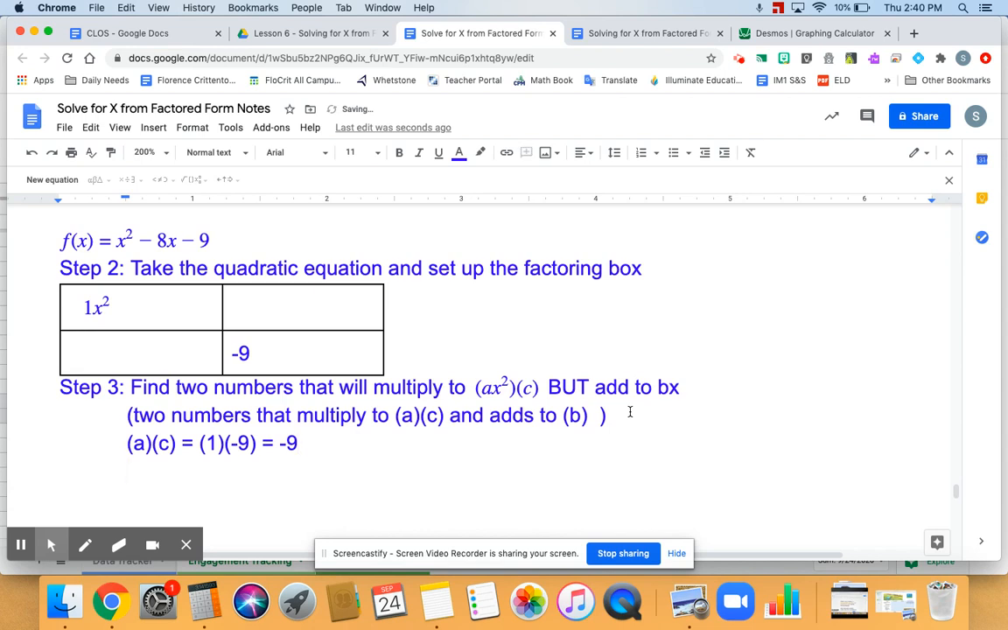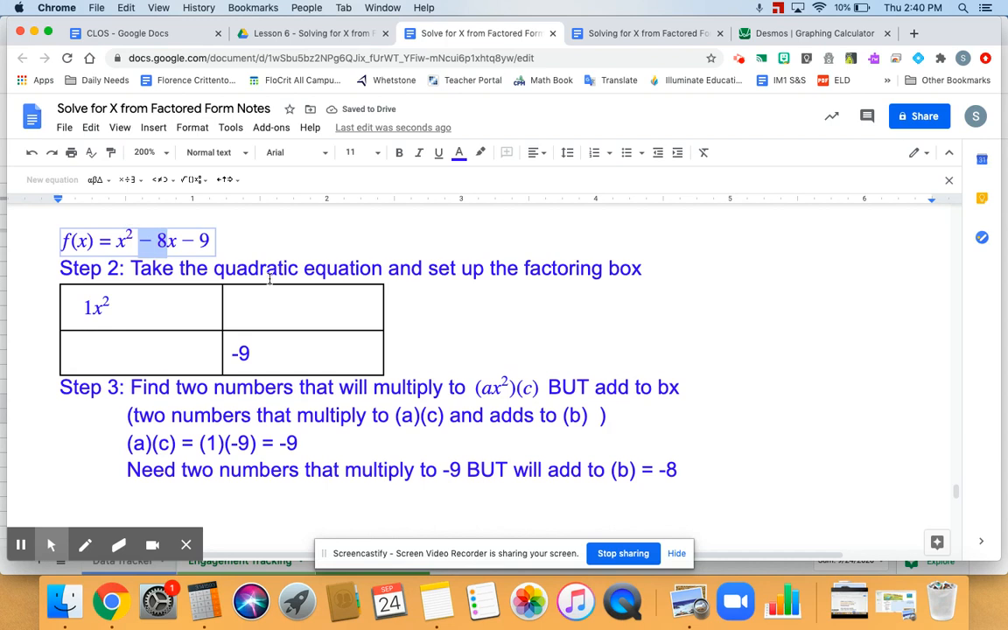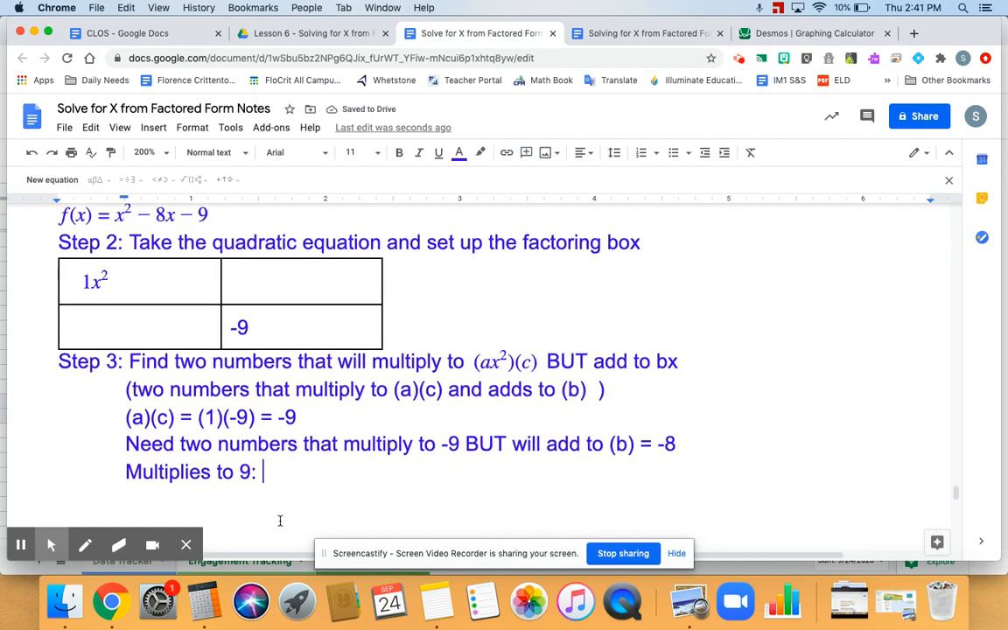So I need two numbers that also multiply to -9, but will add to the B. And the B right now in the equation is what? It's -8, because that's the number before the x. So now I shall start listing everything that multiplies to 9. And I'm going to ignore the fact that it's negative right now. That's going to come up in a minute. But everything that multiplies to 9.